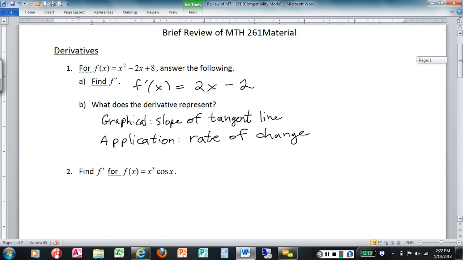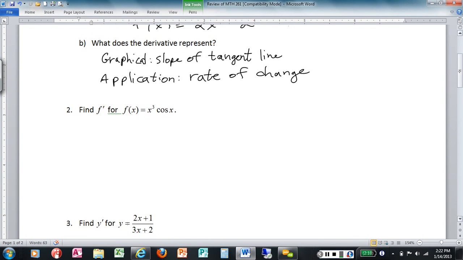Now, along the way, we did talk about some rules. Because on number 2, I can certainly do the derivative of x cubed, and I can do the derivative of cosine of x, right? Remember your trig function derivatives. We'll talk about those along the way. But to do this derivative, I don't just do the derivative of x cubed times the derivative of cosine, because why? I have to use the product rule. Yes, product rule.